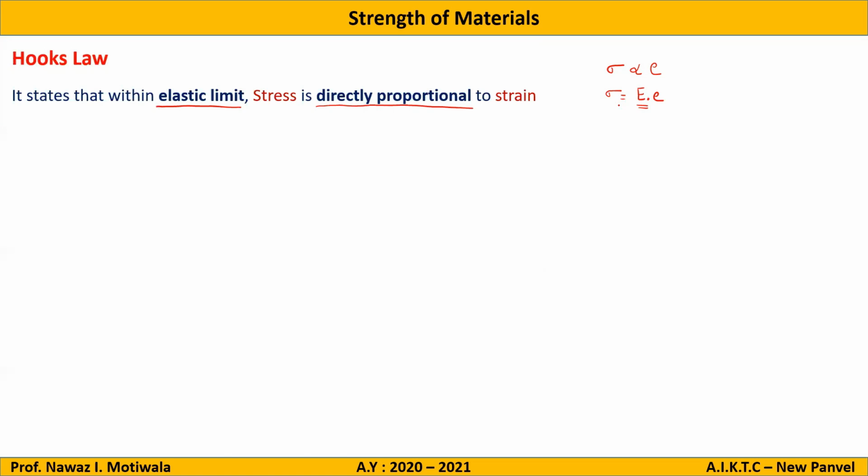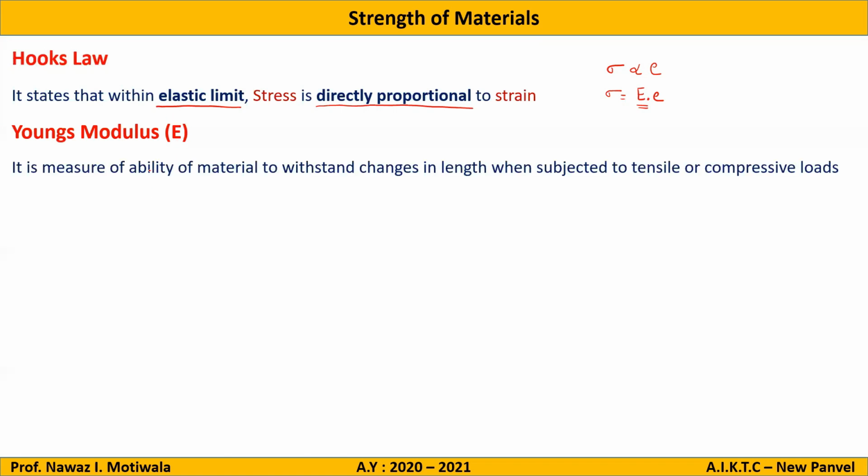Let us now see what Young's modulus means. As you all know, it is denoted by capital letter E, and is defined as the measure of ability of a material to withstand changes in length when subjected to tensile or compressive load. It's very simple. It is the ability of a material to withstand changes when subjected to tensile or compressive loads. In mathematical terms, as we have seen here, sigma is equal to E epsilon. If I just rearrange the terms, I will get Young's modulus is nothing but stress divided by strain.